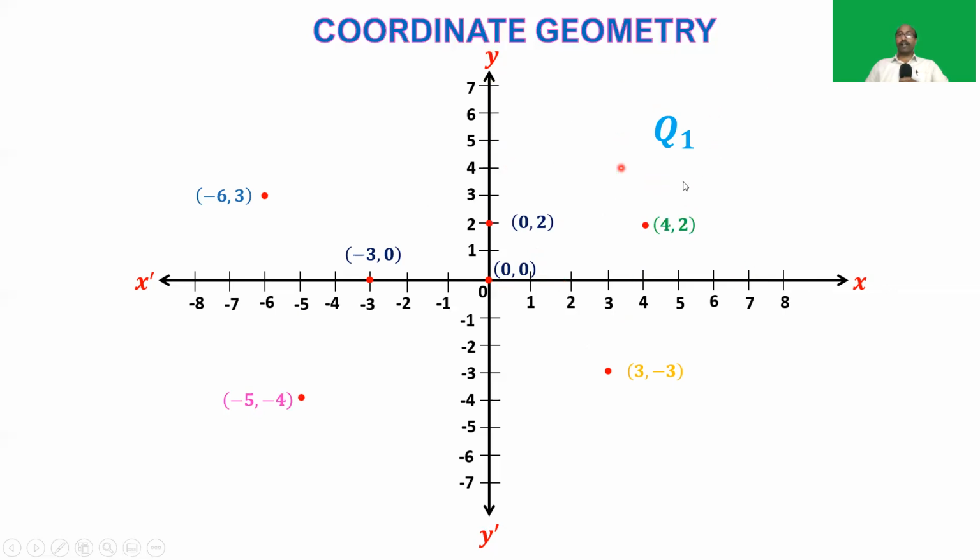called first quadrant, and the plane determined by negative x-axis and positive y-axis is called second quadrant, which is denoted by Q2, and the plane determined by negative x-axis and negative y-axis is called third quadrant, and this one is fourth quadrant, which is determined by positive x-axis and negative y-axis.